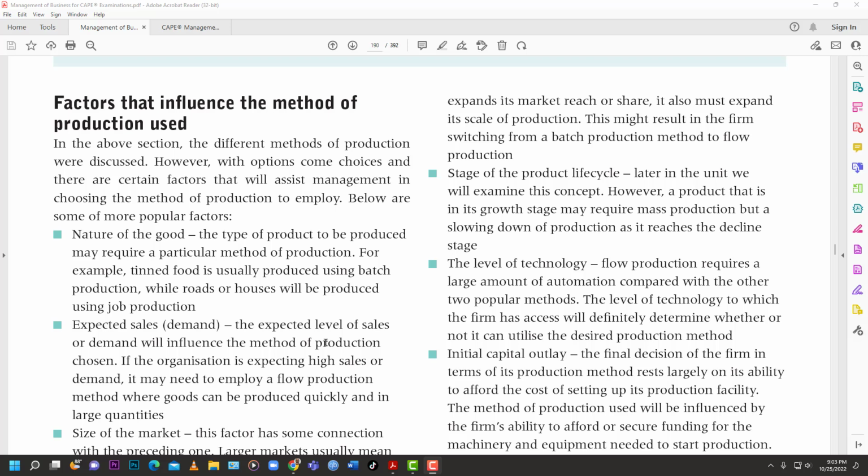If it's a perishable good, you might want to use maybe... if it's a car, for example, a mass-produced good, then of course you use some form of flow production. So the nature of the good will influence your production method.